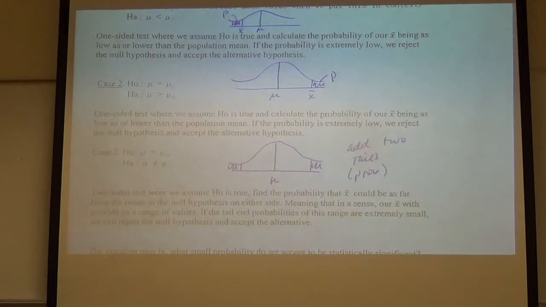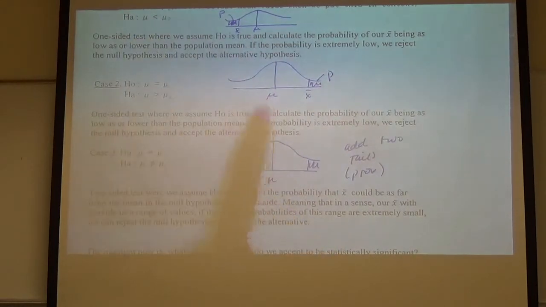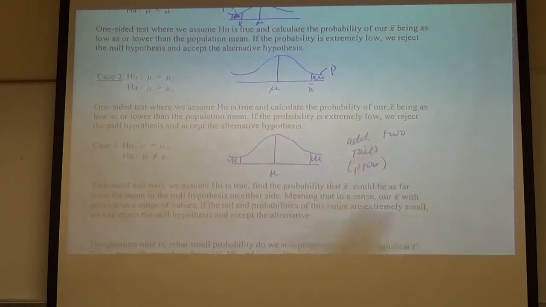So that's what we're looking at here. We use this if we're hypothesizing less than, this if I'm hypothesizing greater than, and then both tails will be our p-value, or our probability, if we're just assuming not equal to.